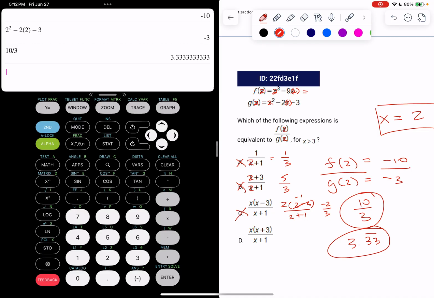And then this guy over here, this is 2 times 2 plus 3 over 2 plus 1. That's a 5 in there. So that's 2 times 5. That's 10 in the numerator and 3 in the denominator. That's what I wanted. So D is my answer.